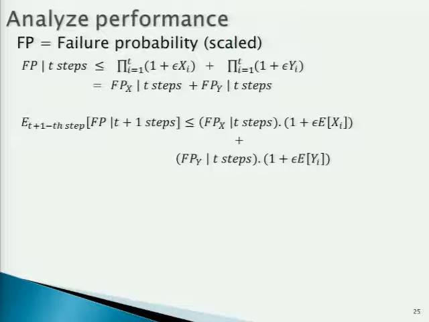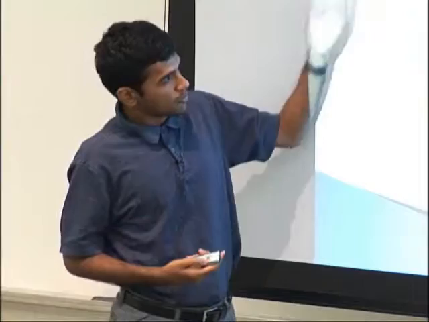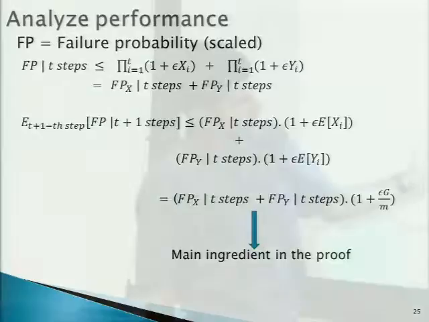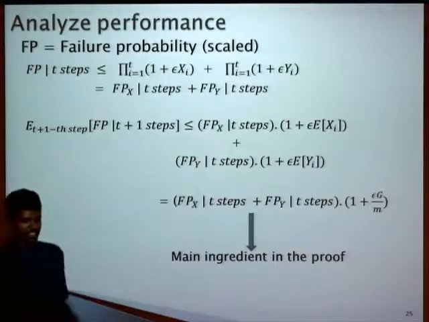In expectation over one step, namely the (t+1)th step, what happens to this quantity? Basically, this first term is going to get multiplied by one more (1 plus epsilon x_i), and this is going to get multiplied by one more (1 plus epsilon y_i). But both these are the same expectations, so you have the same old quantity multiplied by some constant. That's what has happened in one step. And this is the main ingredient in the proof for the knowledge-aware algorithm, that the failure probability didn't increase by more than a constant in every step. And I actually scaled things for you, that's why you see an increase there. If we didn't scale it, there was really no increase.